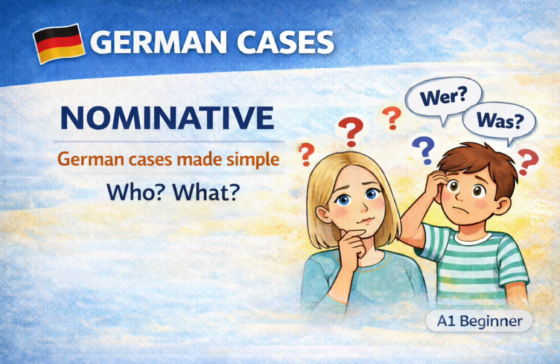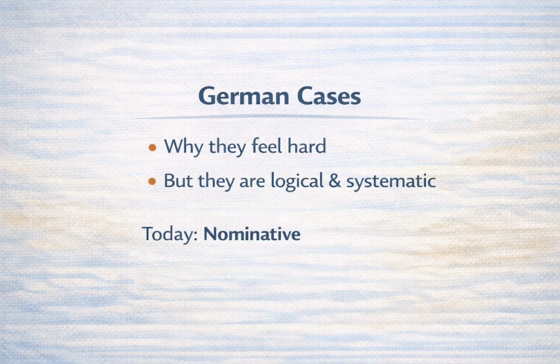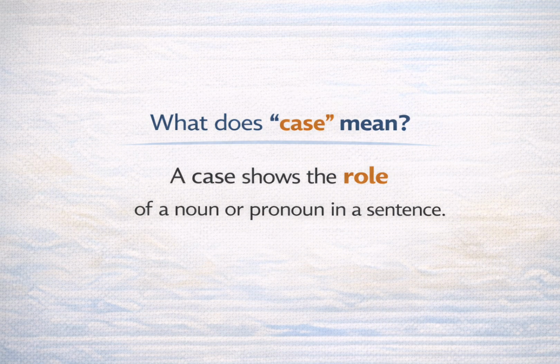Today we will learn German cases. German cases often feel difficult at first, but they are actually logical and systematic. Today we will learn the nominative case, the simplest case in German. I'll explain it slowly with simple examples so beginners can easily follow. So let's get started. Let's first understand what the case means.